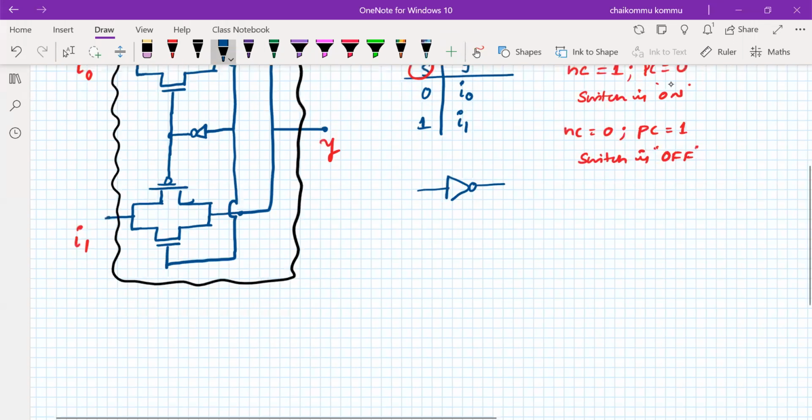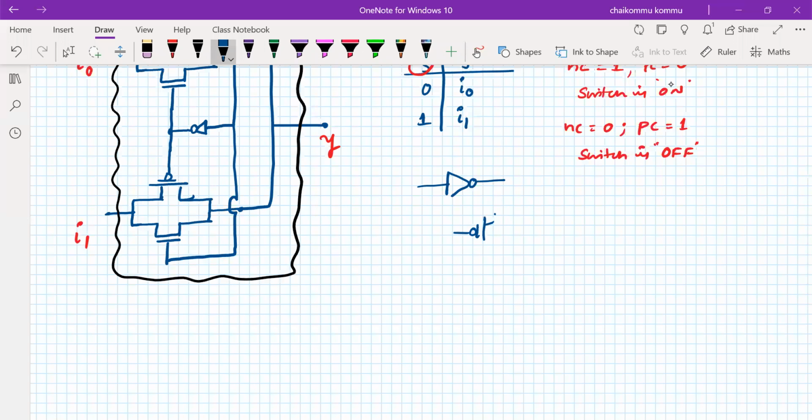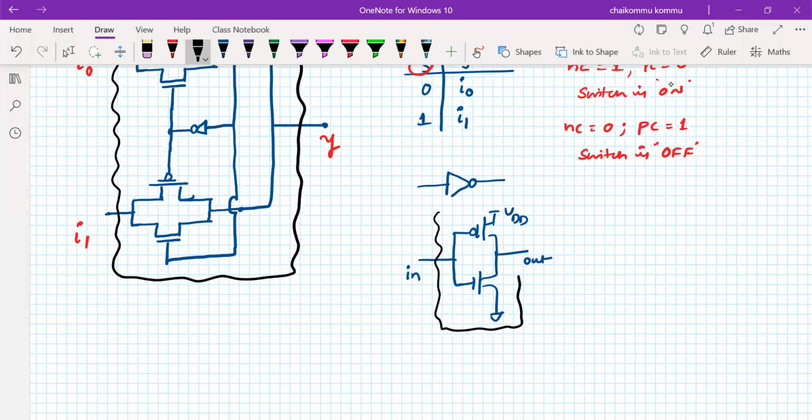A NOT gate means we have to consider one PMOS transistor and one NMOS transistor, regular switches. Take a common point. This is called input, and this is called out. This is what the NOT gate is all about. It has only one input signal and only one output signal, but inside of this one the block is there.